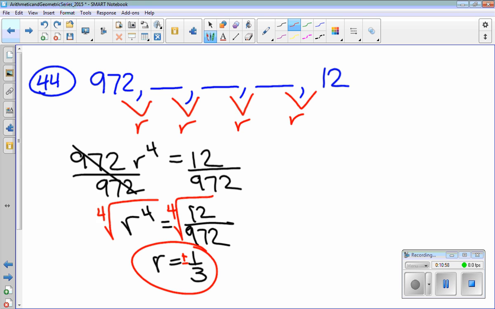Okay? So it's asking you for what the numbers are. So we're going to have two sets of numbers. The first set is going to be the positive set, and the second set will be the negative set. So 972 times 1/3 is 324. And then we'll multiply it times 1/3 again, and I get 108. We'll multiply it times 1/3 again, and I get 36. Because there's 4 of them. And so that's one possible set of answers.